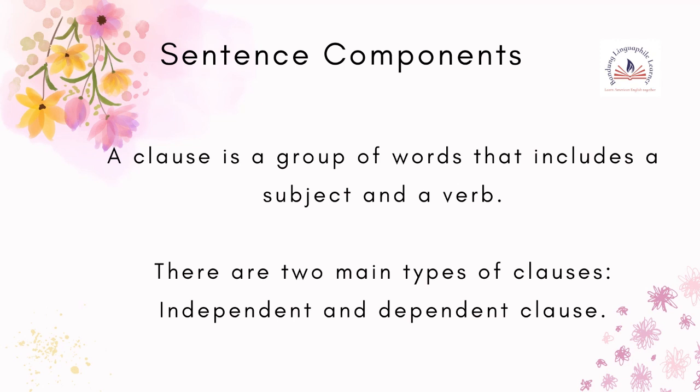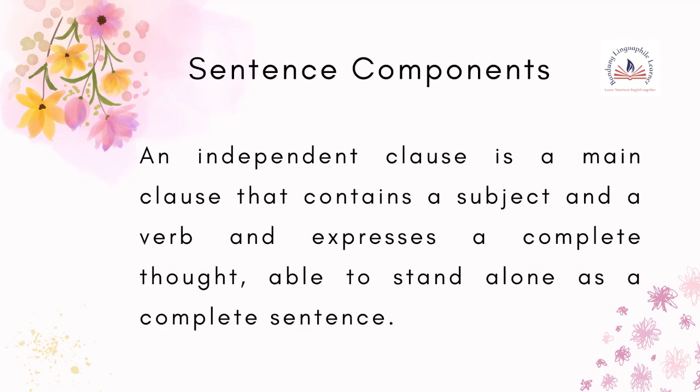Sentence components. A clause is a group of words that includes a subject and a verb. There are two main types of clauses: independent and dependent clause. An independent clause is a main clause that contains a subject and a verb and expresses a complete thought, able to stand alone as a complete sentence.